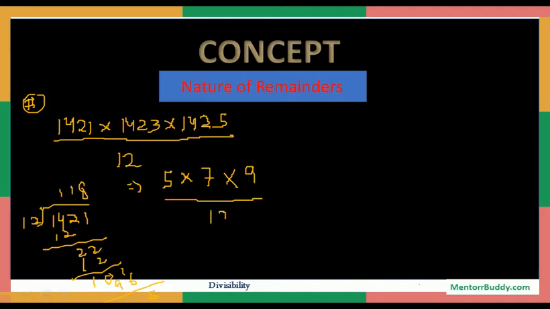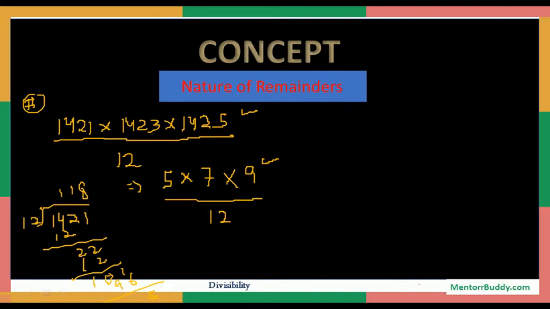So now we have these three numbers, that is 1421, 1423 and 1425, and these are the respective remainders when divided by 12, that will be 5, 7 and 9. So whatever answer I get by dividing these three numbers, or by dividing the product of the remainders of these three numbers, is going to be the same, because we have already learned that remainders are multiplicative in nature.